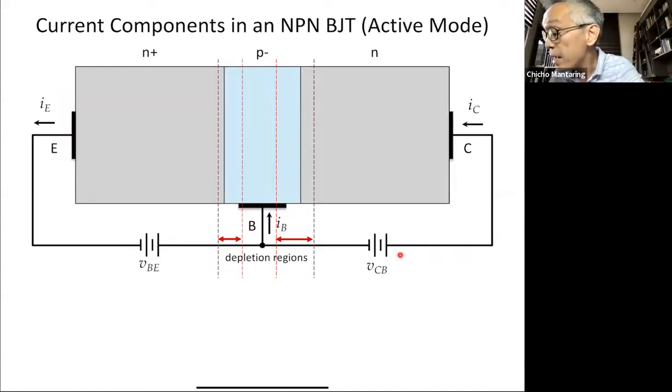Ito namang VCB, this will reverse bias the collector junction. You notice the positive terminal is applied to the N and the negative terminal is applied to the P. So reverse bias dito, forward bias dito. Okay, anong mangyayari ngayon, these are my depletion regions. Anong mangyayari ngayon dun sa energy band diagram ko?